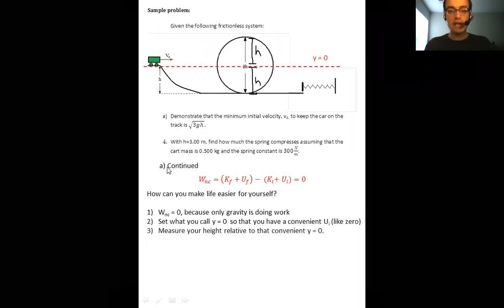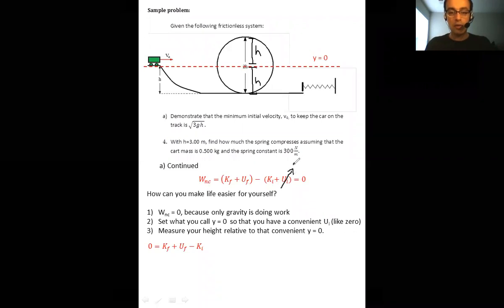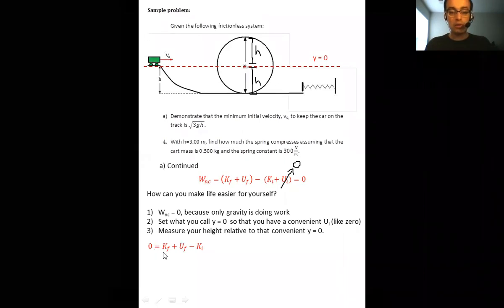You measure your height relative to that convenient y equals 0. So what we can now say is the initial potential energy, Ui, is 0, because that's how we've defined it. That's how we defined our y equals 0 as being the point at which you're starting out. So 0 is equal to Kf plus Uf minus Ki.